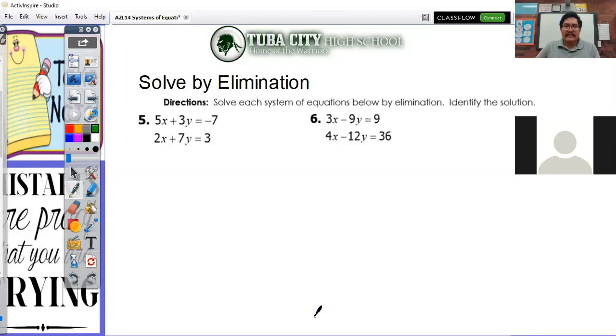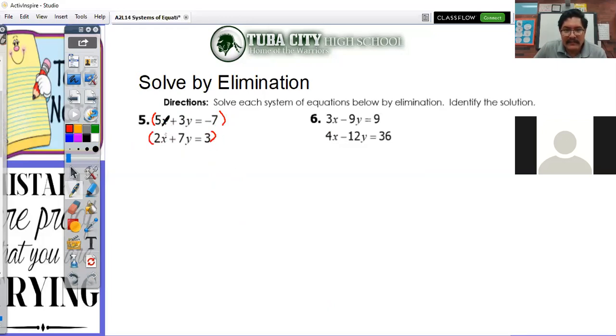Solve by elimination, same thing. All right, so let's look it over. Now, I can't double this to get 5, and I can't double 3 to get 7. So it looks like we're going to have to multiply everything, or I'm sorry, both equations. We're going to have to do something on both equations to make this work. Now the question is, what are we going to multiply both sides by?